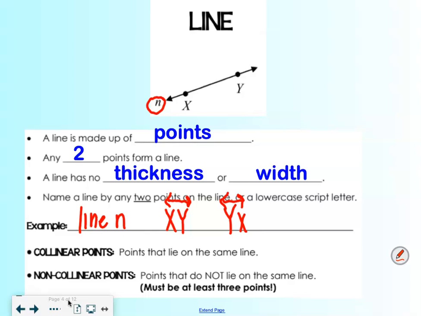And then we have these other 2 vocab words on the bottom of your note sheet. Collinear points are points that are on the same line. So do you guys see how X and Y are on the same line? You call those collinear. So what do you suppose non-collinear would be? Not on the same line. So if I had some random point B right here, do you guys agree B is not on the same line? So those would be non-collinear. We'll practice with that. It's kind of weird, but that's what that means.